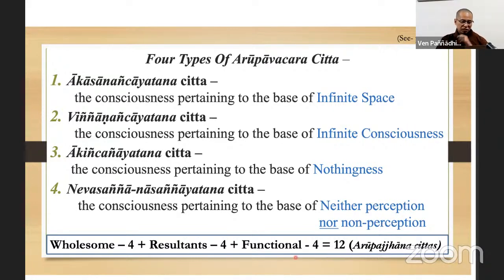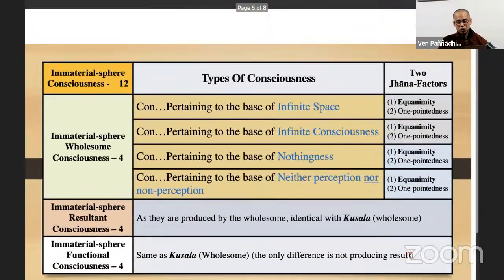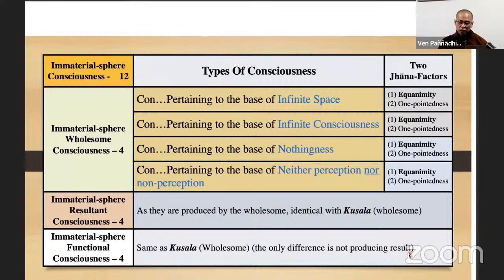Okay, so if we count it, wholesome 4, resultant 4, functional 4, it becomes 12 Arūpāvacara citta. Just following the classification is not that difficult, quite easy, but not easy to keep in mind because of lack of interest. Now, if you know how it is related to the practice and attainment, you will have more interest, and you can keep it in mind. Let's see how many Arūpāvacara citta. Let's see the 3 groups. Each group has the 4 consciousnesses we already counted: Akasanancayatana, Vinnanancayatana, Akincannayatana, Neva Sanna Nasannayatana. It becomes 12.